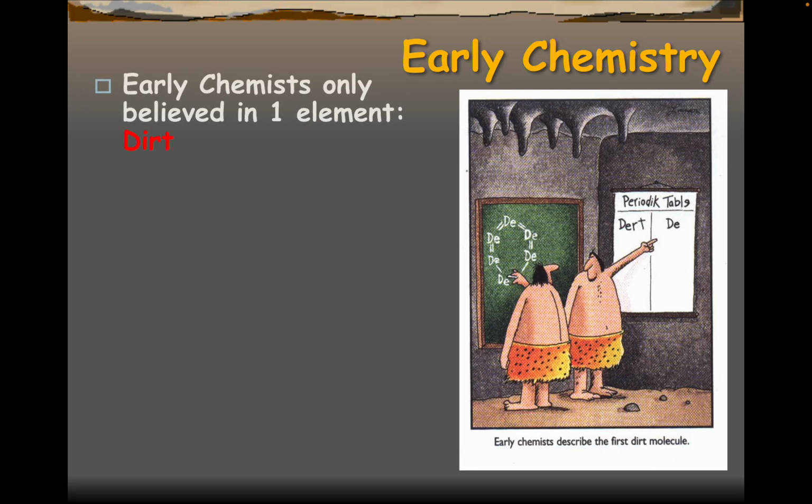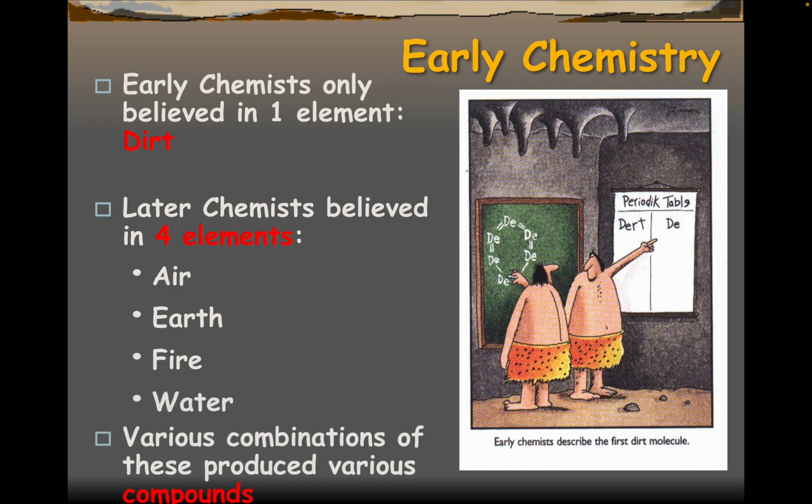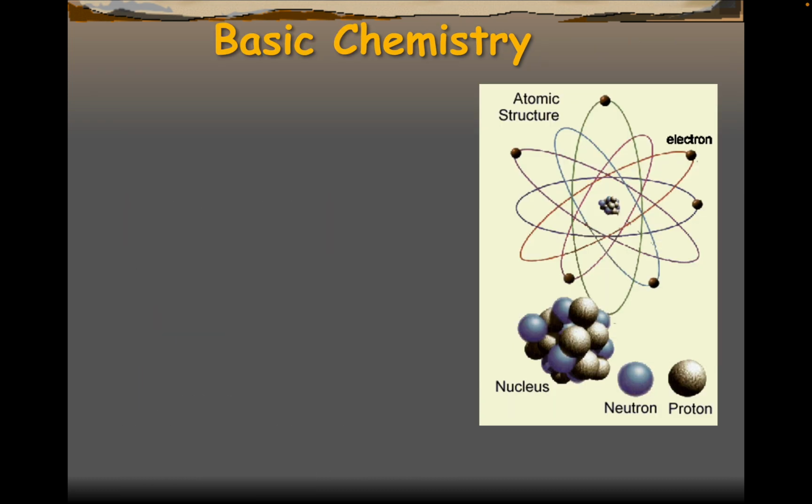So early chemistry back in the day believed in one element, and we have my little funny joke over here. Dirt. Later chemists believed in four elements: air, earth, fire, and water. Various combinations of these produced various compounds, was the belief.